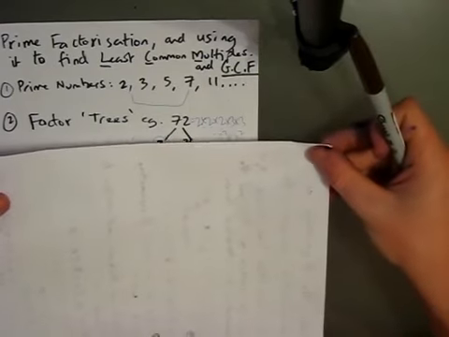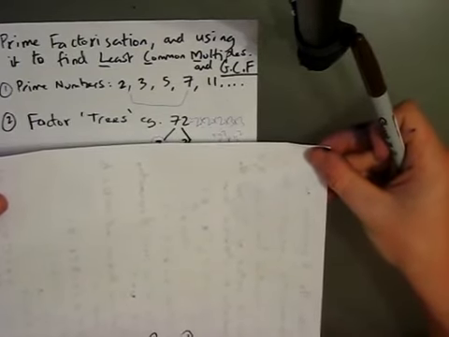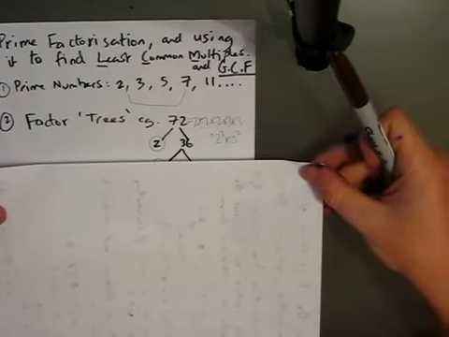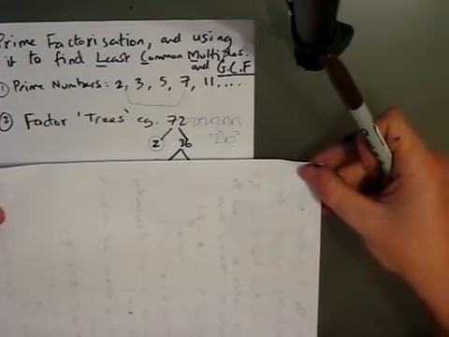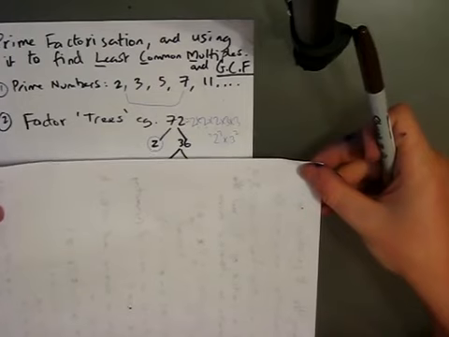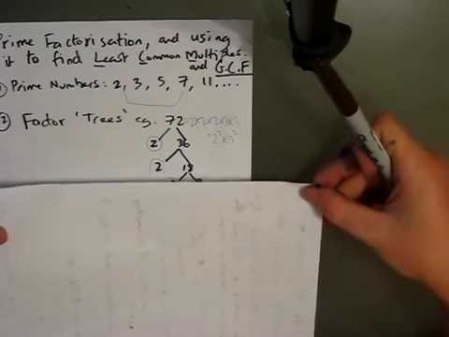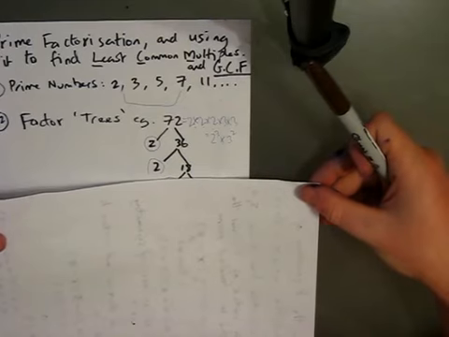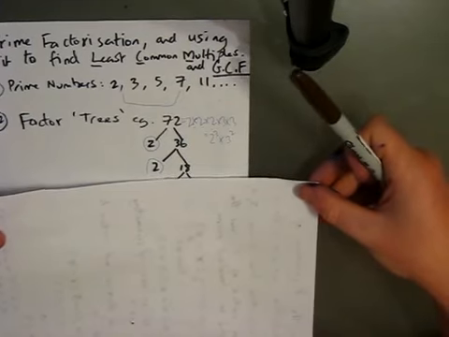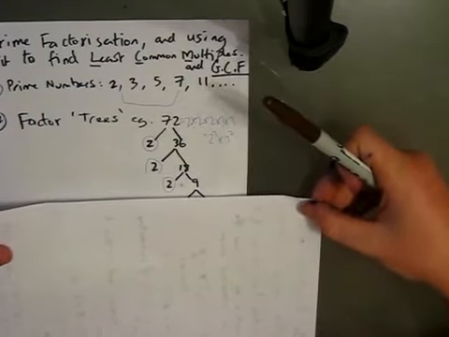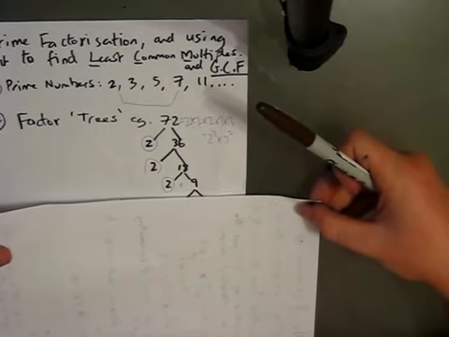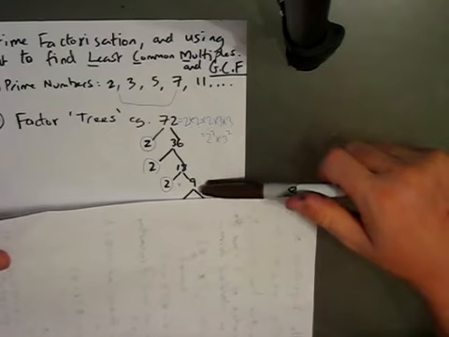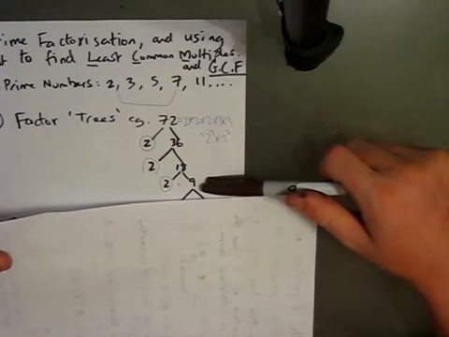You always start, first of all, by trying to see if the number can be divided by 2. So, can 72 be divided by 2? Yeah, 2 times 36. Then you work on the 36. Can 36 be divided by 2? Yes, 18. Then break up the 18. Can 18 be divided by 2? Yes. Now when you get to 9, you'll see that 2 no longer works.